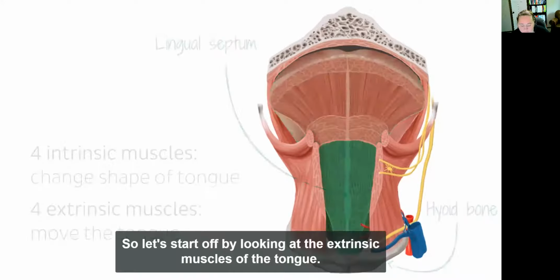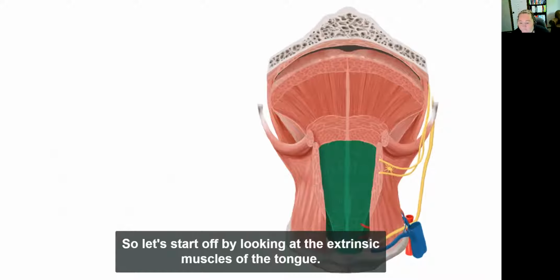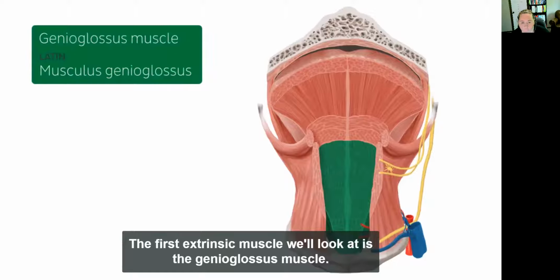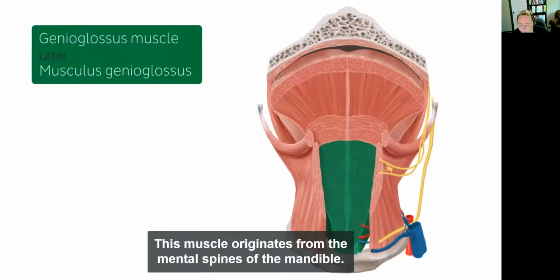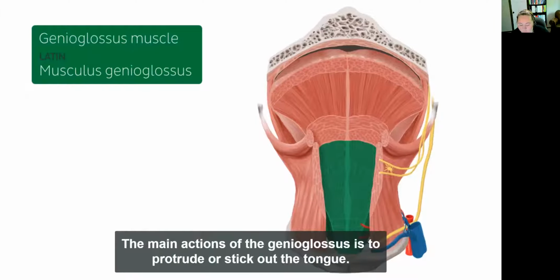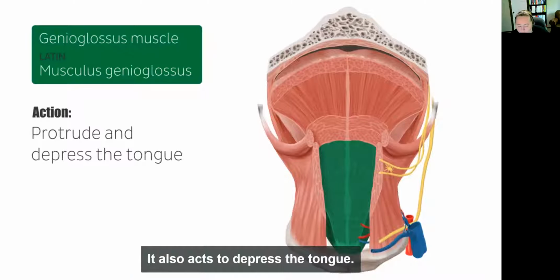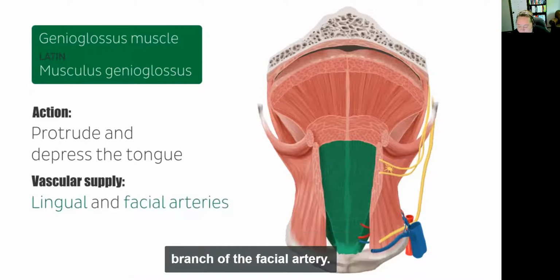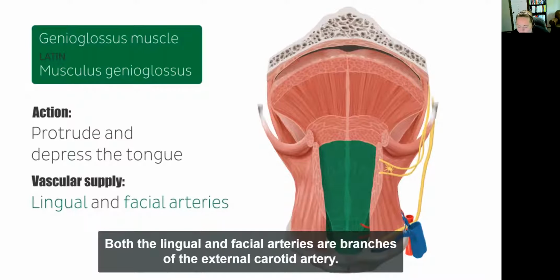So let's start off by looking at the extrinsic muscles of the tongue. The first extrinsic muscle we'll look at is the genioglossus muscle. This muscle originates from the mental spines of the mandible and inserts at the bottom of the tongue and the hyoid bone. The main actions of the genioglossus is to protrude or stick out the tongue. It also acts to depress the tongue. It is supplied by the sublingual branch of the lingual artery as well as the submental branch of the facial artery. Both the lingual and facial arteries are branches of the external carotid artery.